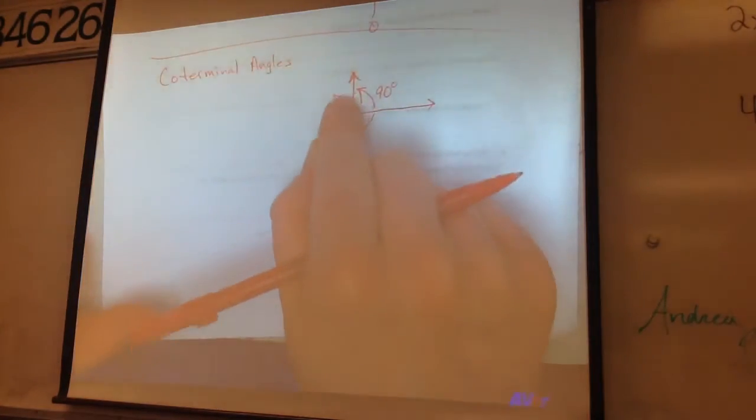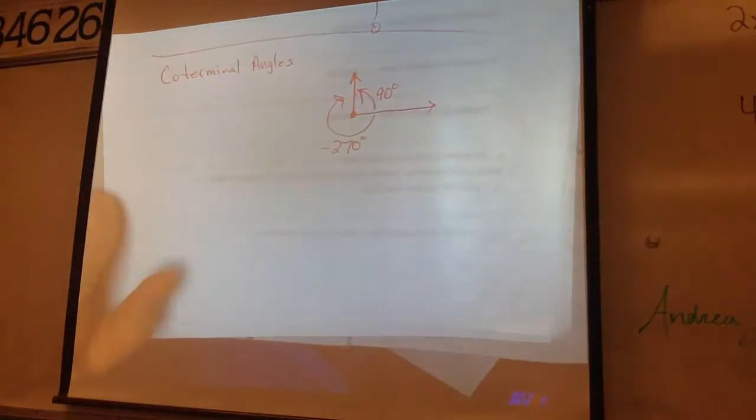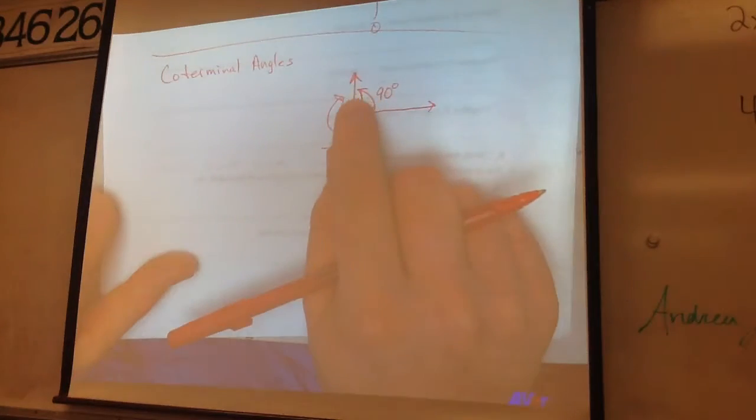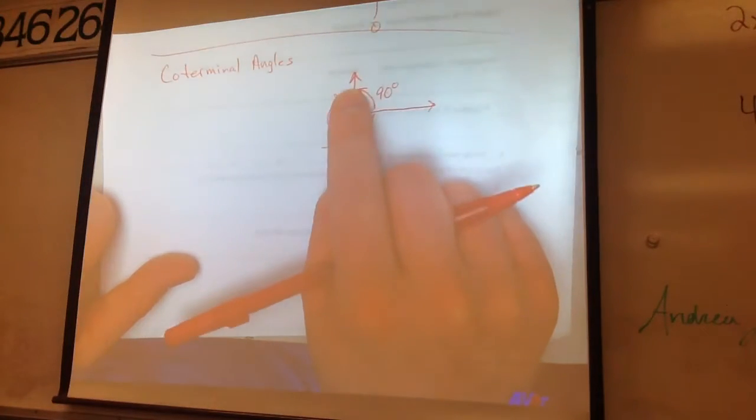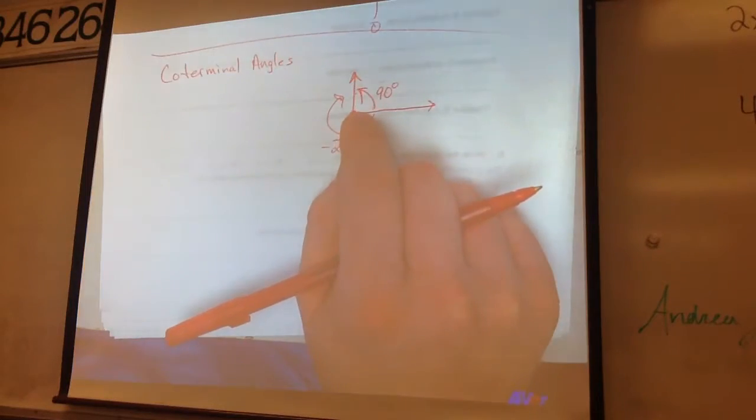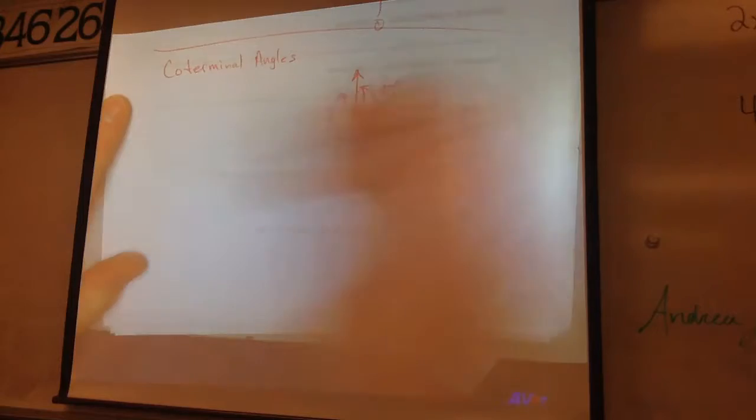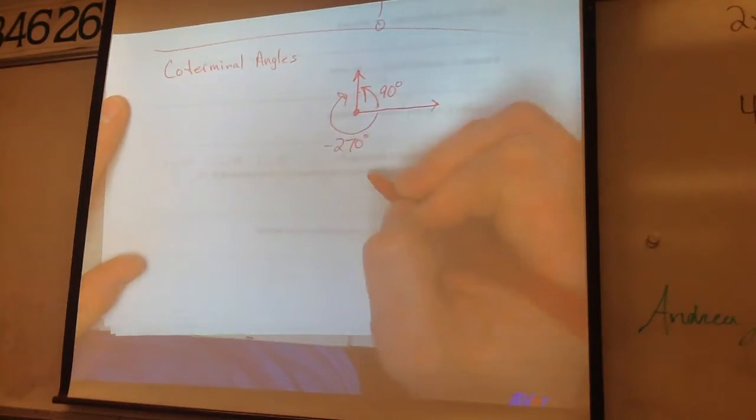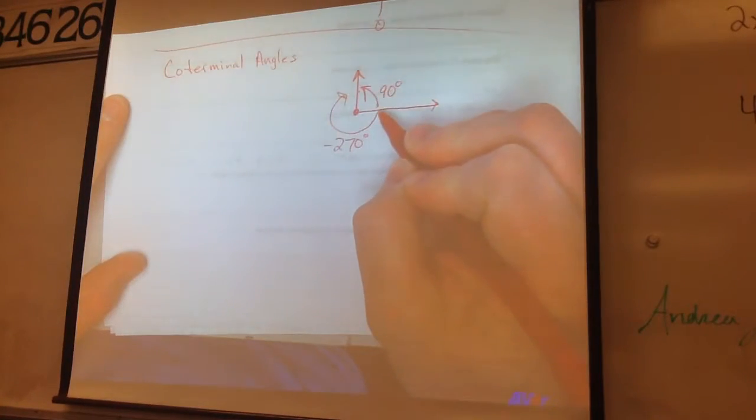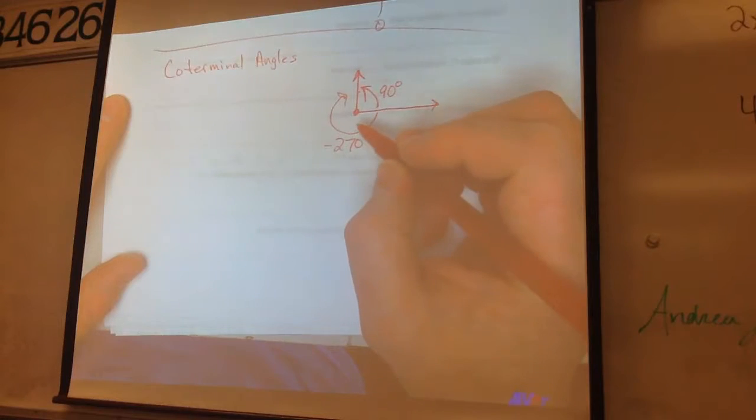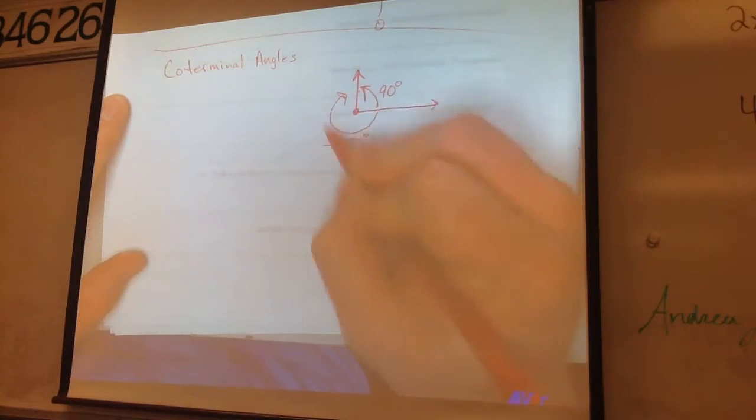Can you give me another one that's also coterminal? 180 doesn't work, it doesn't stop in the same spot. I want another angle that is coterminal with these two. Negative 90 would be down here. 90 and negative 270 are already coterminal.